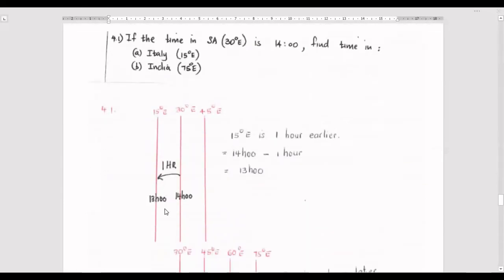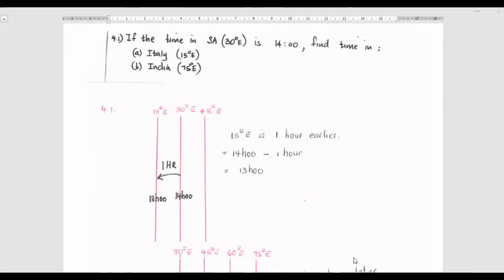Question 4.1, time calculation. We're asked to work out the time in Italy, which has a longitudinal position of 15 degrees east of the Greenwich meridian. Now we're working on the time from South Africa. We are currently at South Africa and we are located at 30 degrees east. And the time here is 2 o'clock in the afternoon.